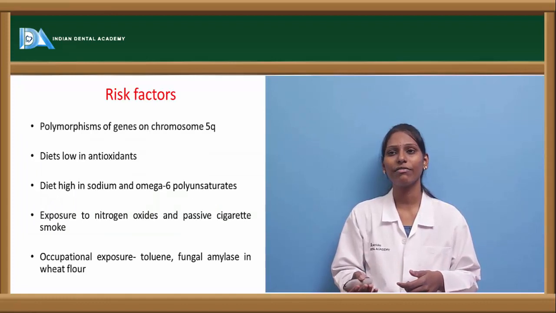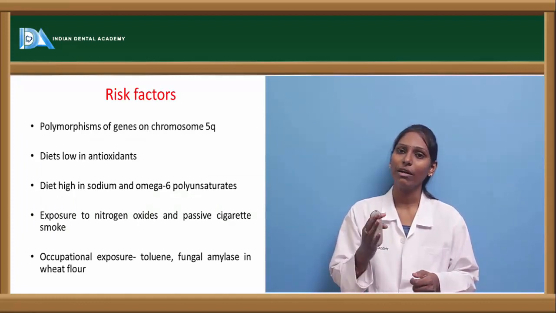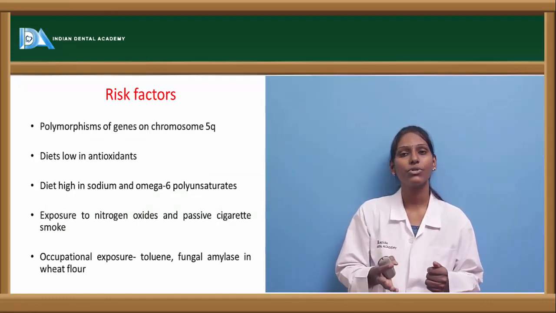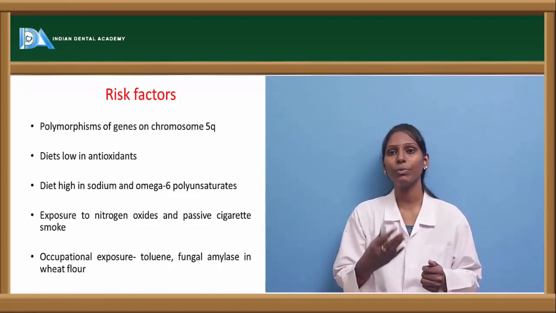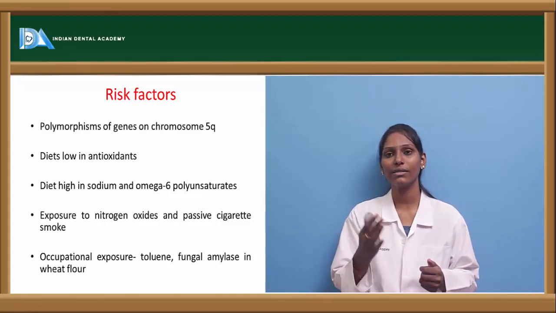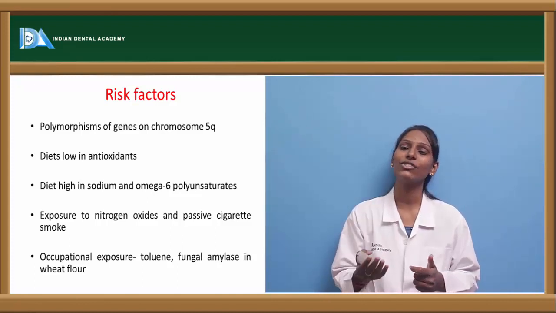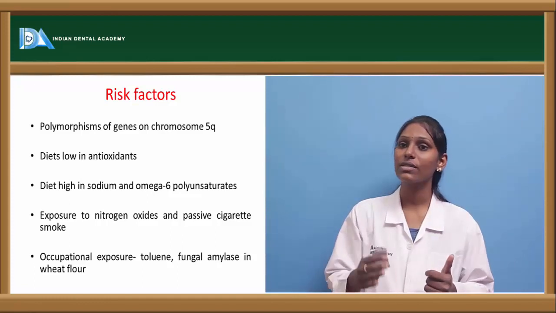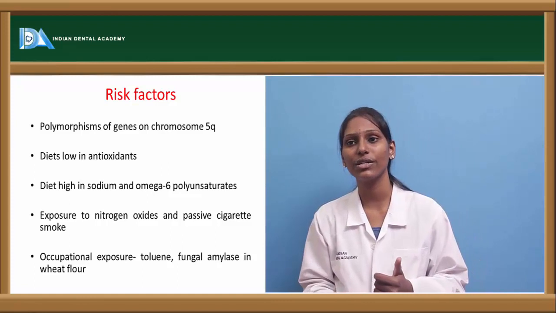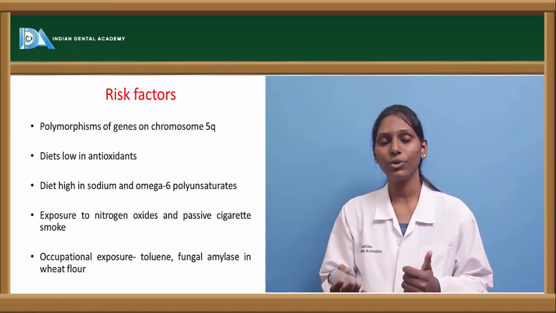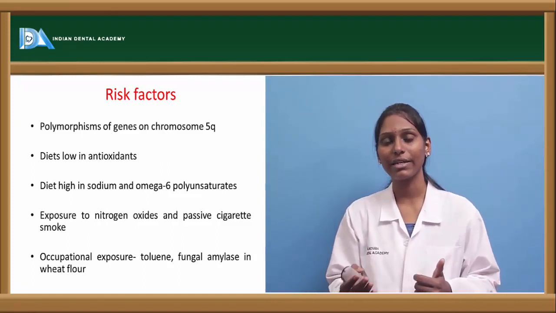The common risk factors for asthma include polymorphisms of genes in chromosome 5q. That is the reason asthma is known to be familial; it runs through families. A diet low in antioxidants, or a diet high in sodium or omega-6 polyunsaturates, also makes patients more prone to this. They act as risk factors for asthma.